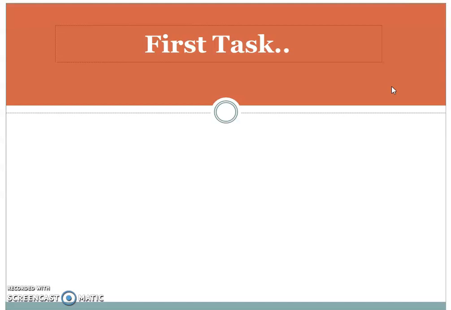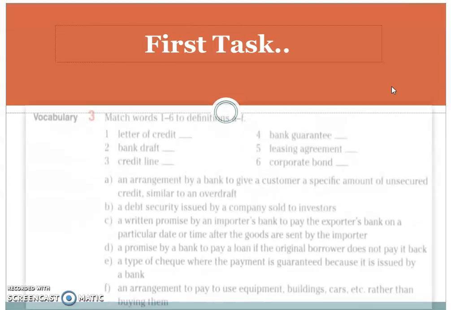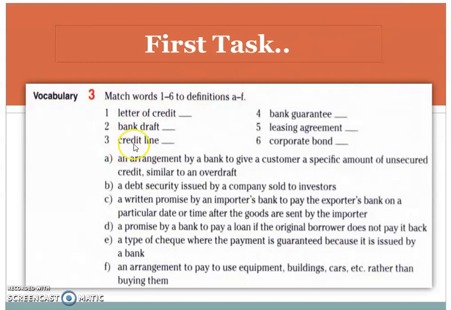Okay, so letter of credit is a written promise by an importer's bank to pay the exporter's bank on a particular date or time after the goods are sent by the importer. So that is the letter of credit, letter C. Yeah? This one is letter C. Letter of credit here. So you have 1 point already.